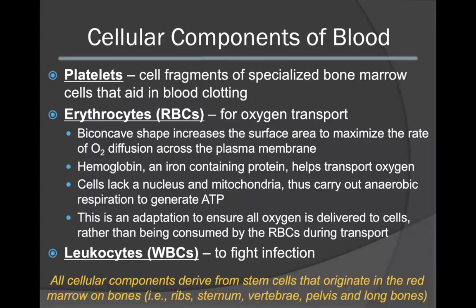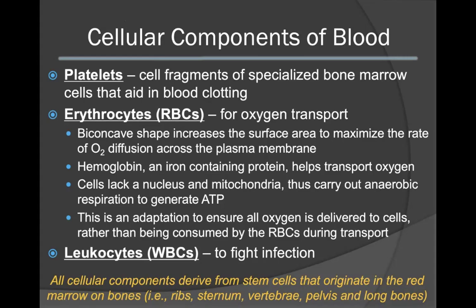We're now going to examine the cellular components of blood. Platelets are considered to be cell fragments of specialized bone marrow cells. Platelets are very important in the process of blood clotting as well as wound healing. Erythrocytes are specialized for oxygen transport in the body. Erythrocytes, or red blood cells, have a biconcave shape that helps to increase their surface area and also maximizes the rate of oxygen diffusion across the membrane.